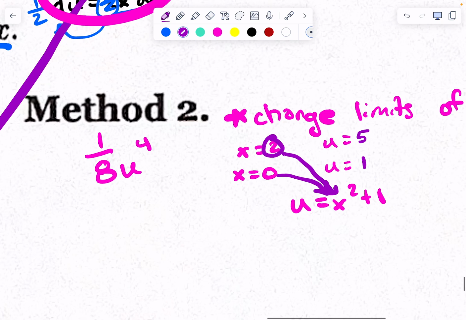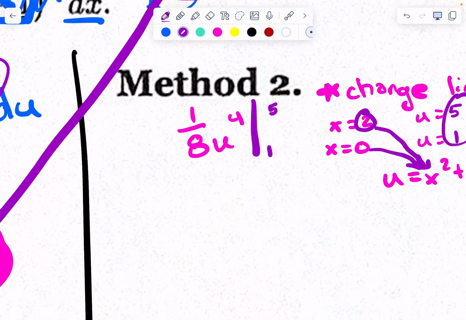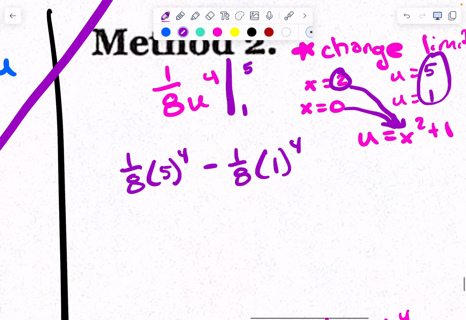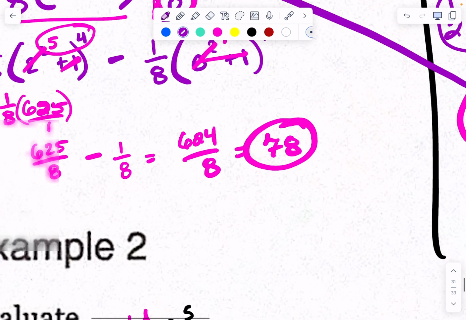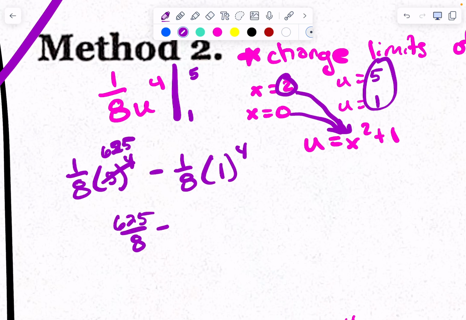So now instead of replacing the u and doing all that stuff, I'm going to just evaluate from 1 to 5 instead, going with my u limits now. And this makes it just a little bit cleaner because now I do 1/8 times 5 to the fourth minus 1/8 times 1 to the fourth, okay? And the work is going to look similar to what we did over here, right? It's just less messy. So 5 to the fourth power is 625, times 1/8 is 625 over 8, right? Again, minus, this is 1, so minus 1/8, which is 624 over 8, which is 78.